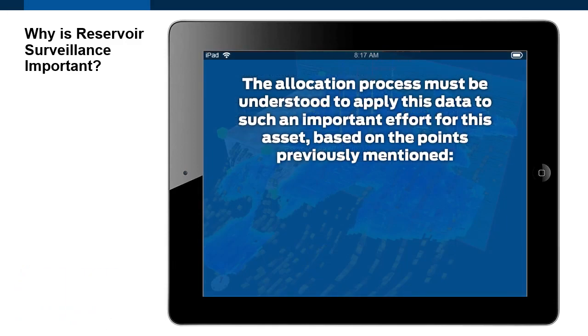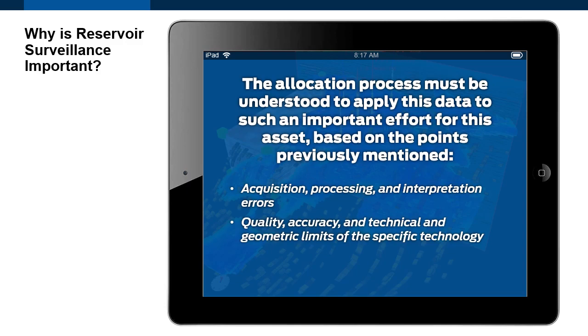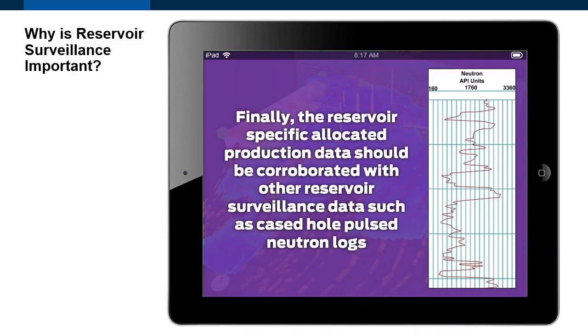The allocation process must be understood to apply this data to such an important effort for this asset, based on the points previously mentioned: acquisition, processing, and interpretation errors, quality, accuracy, and technical and geometric limits of the specific technology, and uncertainty and scale controls on the data collected. Finally, the reservoir-specific allocated production data should be corroborated with other RS surveillance data, such as cased hole PNL logs.